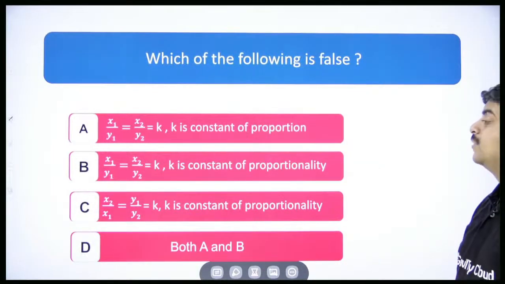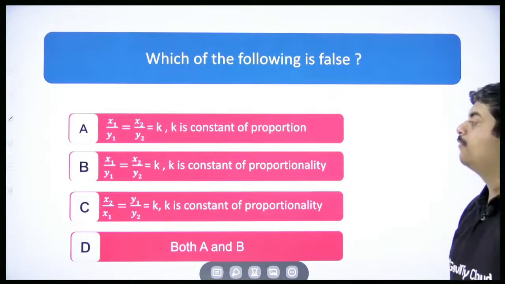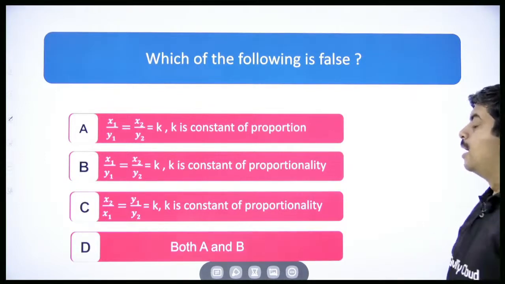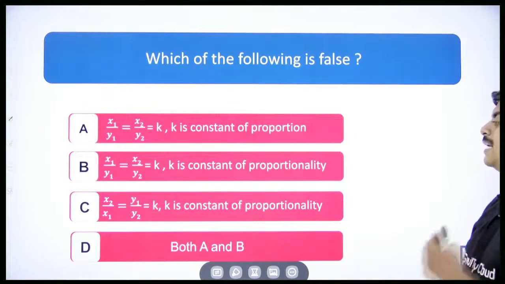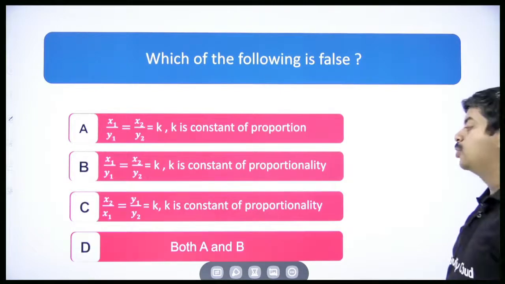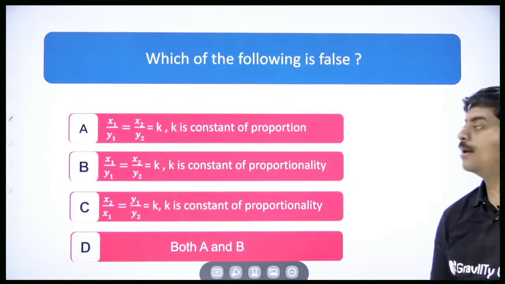Which of the following is false? X1 by y1 is equal to x2 by y2 is equal to k. K is a constant of proportion. Option B: x1 by y1 is equal to x2 by y2 is equal to k, and we say k is the constant of proportionality. Option C: x2 by x1 is equal to y1 by y2 is equal to k. K is again the constant of proportionality. And we need to talk about both A and B also.